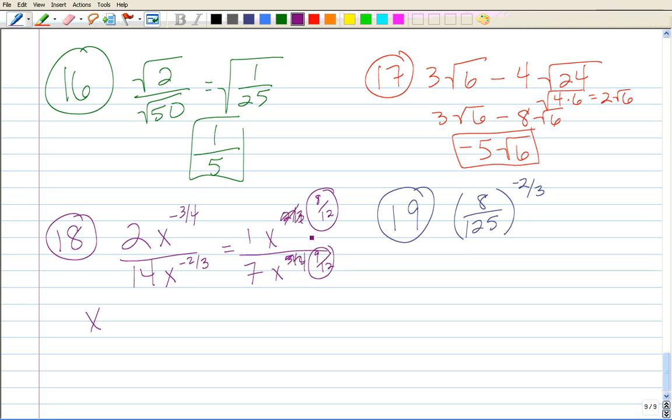But I'm going to subtract these exponents. So I've got my 1 in my numerator, 7 is on the bottom, but 8 twelfths minus 9 twelfths is negative 1 twelfth. Well, there's that negative exponent again. So what we're going to do is move this part down to the denominator again. So we have 1 over 7x to the 1/12.